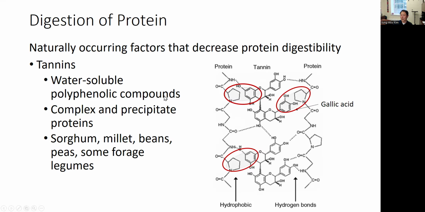What it does is it will combine with or bind the protein and make a very big complex structure, and that protein cannot be digested by proteases. So tannin will block the access of proteases to the protein, and thus it will reduce the protein digestibility. Okay?